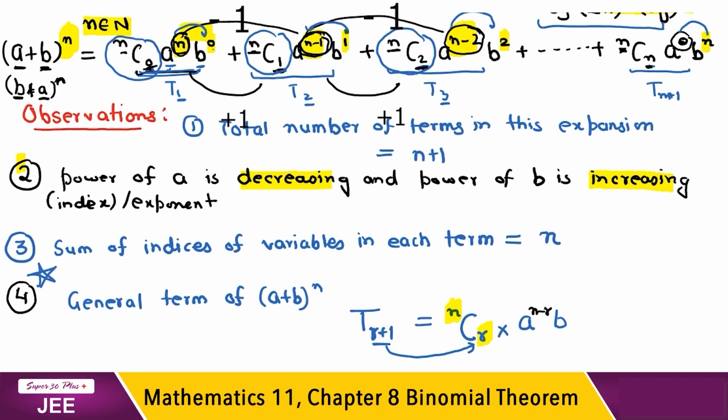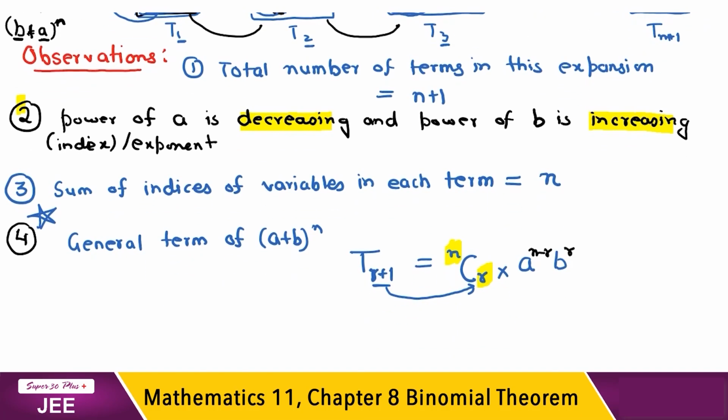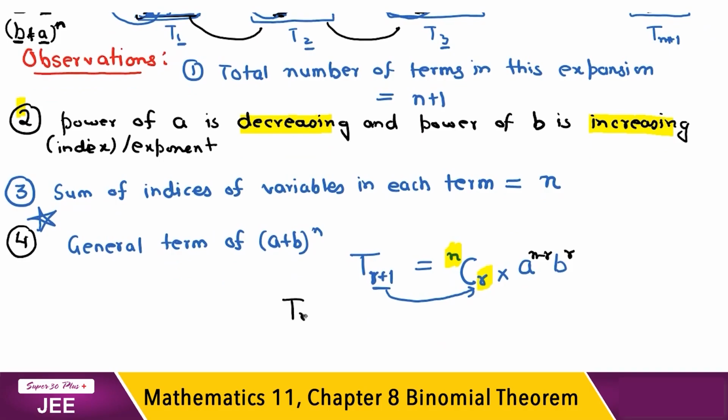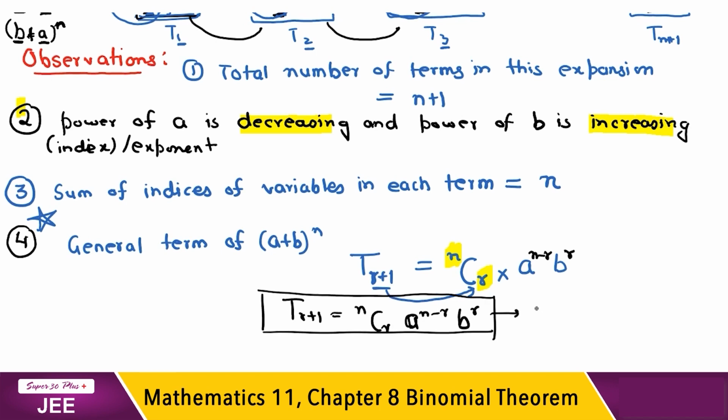And the power of B is 0 in the first term. In the first term, what is the power of B? 0. In the second term, the power of B is how much? 1. In the third term, how much? 2. So in the (r plus 1)th term the power of B is r. Let me write it down again. So T(r+1) becomes equal to nCr A raised to the power of n minus r and B raised to the power r. This is called the general term of a binomial expansion.